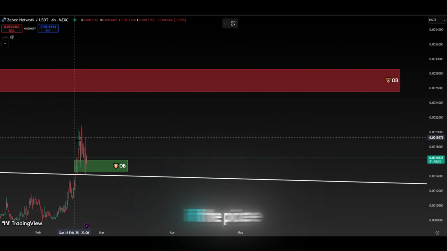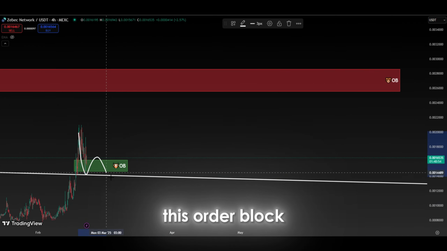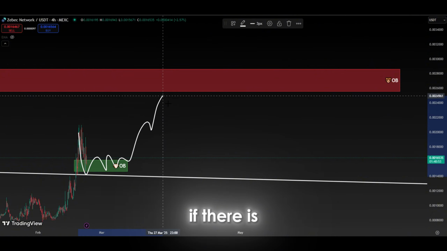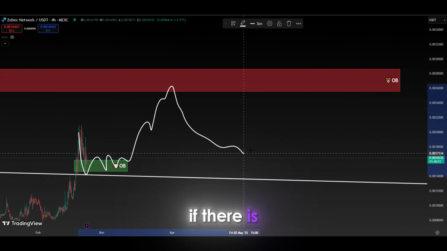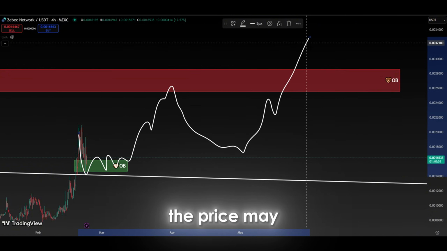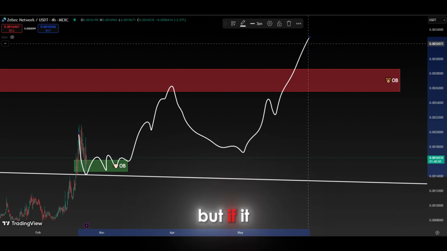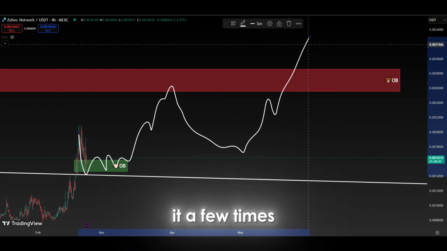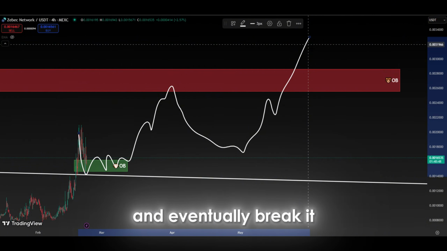If the price moves up to this order block, it will be important to see if there is a reaction. If there is a strong selling reaction, the price may pull back and head lower, but if it tries to break it a few times, it will weaken and eventually break it.